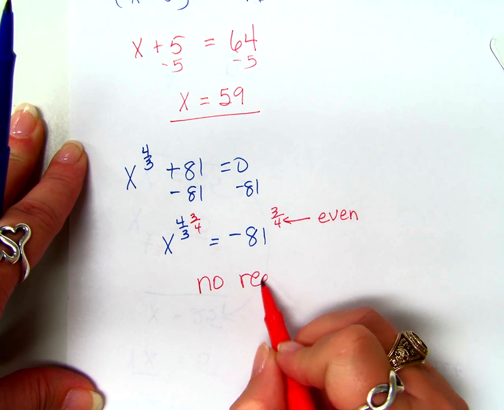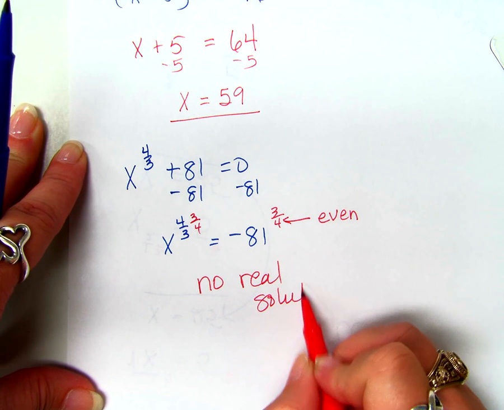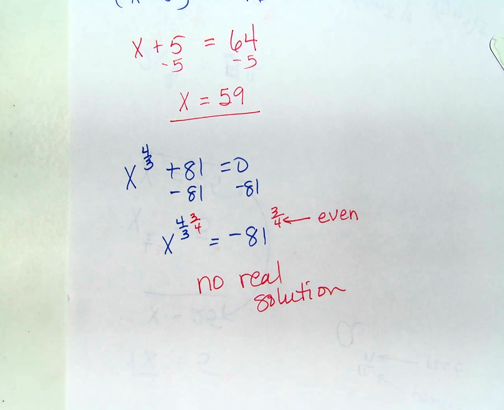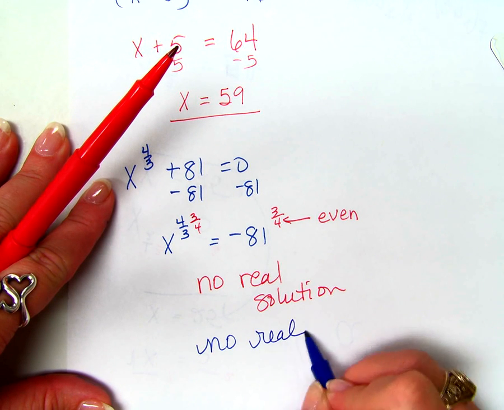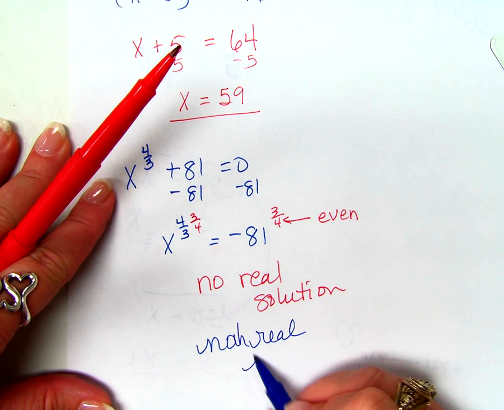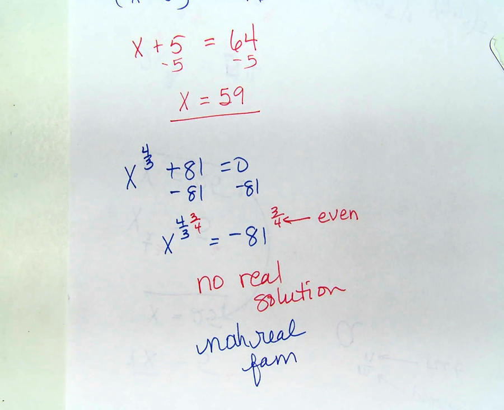No real solution. You can't just put no solution because there are solutions, aren't there? But they are imaginary. Like you said a minute ago, they're imaginary. Okay? This is also acceptable. As long as you put real, you can't just put no solution. That's different. Okay? Not real.